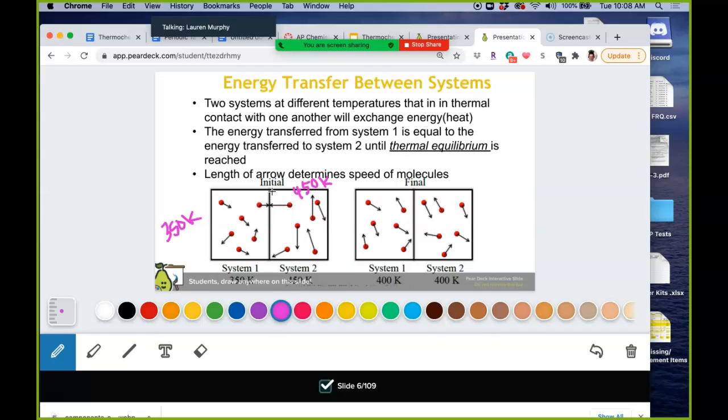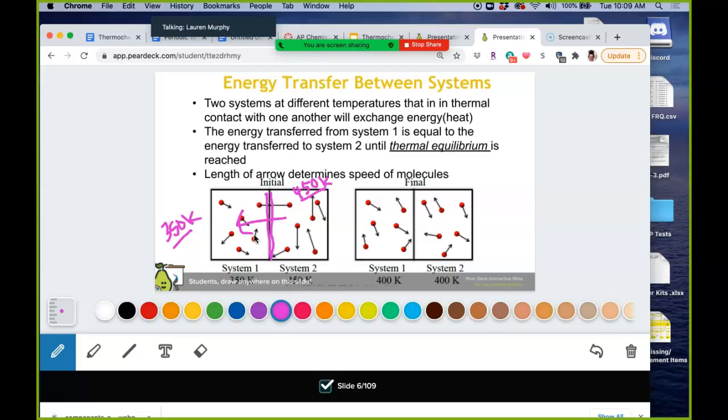Now, if this barrier right here allows heat to be transferred, now not molecules, but heat to be transferred. If you have a system at a lower temperature and a system at a higher temperature, well, what's going to happen? Well, this system is going to absorb heat, okay?